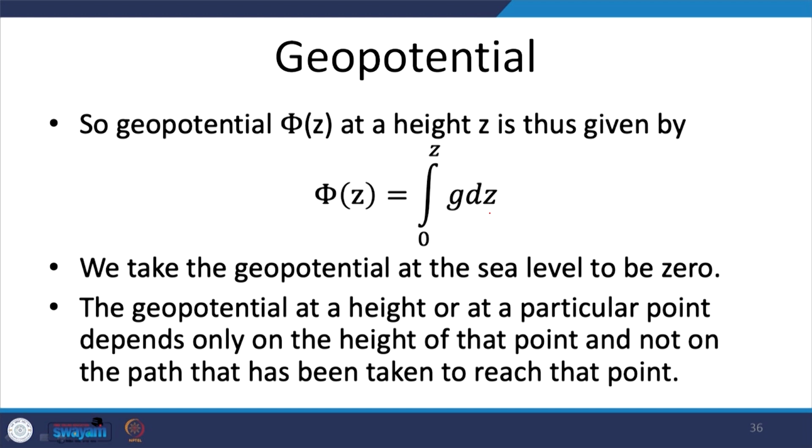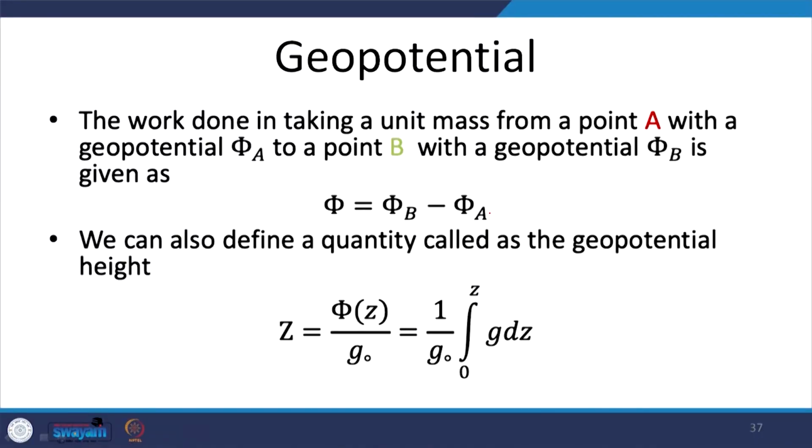Again, it is very simple. So, geopotential is the amount of energy from 0 to h. So, it does not matter in which direction or in which path you reach this point, the energy is always independent of the path, but dependent only on the height difference between the surface and that particular point. The work done in taking a unit mass of object from a point A with a geopotential phi A to a point B with a potential phi B is the difference in the geopotentials between phi B and phi A.